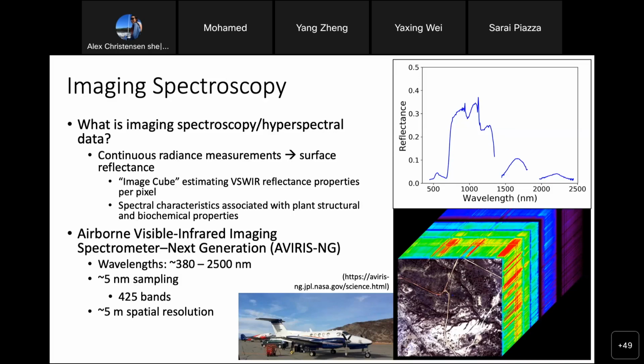So for AVIRIS-NG, which flew on the B200 King Air that you can see pictured here, it measures radiance, again, which we process to reflectance for these purposes, from 380 to 2500 nanometers at 5 nanometer sampling. So that spans 425 bands, and our data here was captured at a 5-meter spatial resolution.